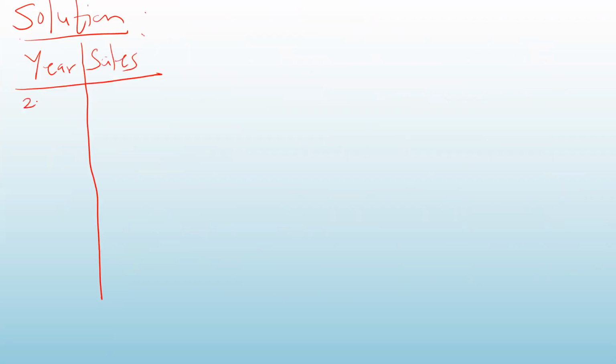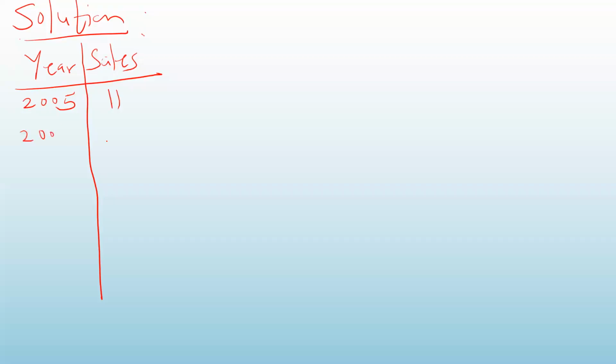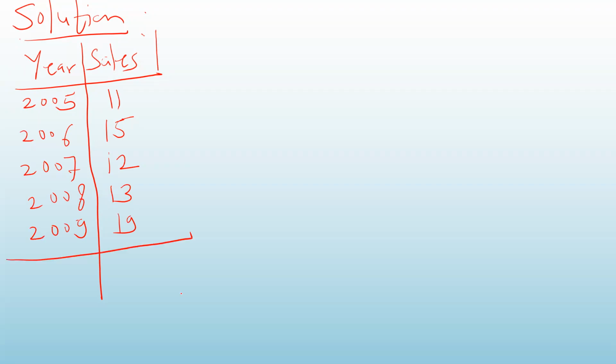Okay. For the year 2005, the figure for the sale is 11. For the year 2006, it is 15. For the year 2007, it is 12. For 2008, it is 13. 2009, it is 19. Okay. So whenever I'm given the time series, the first column is my time. It could be year, month, anything. The second column is giving me the values. So I will write down the second column denoted by Y. So these are the values of Y.